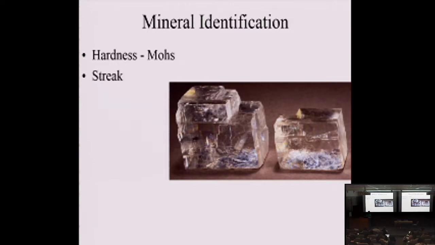And I'll show you a picture of that on the next slide. Streak is defined as the color of the mineral in its powdered form. And we like to see the powdered form because that's the unoxidized, unweathered form of it. The way that you do this is simply to take an unglazed bathroom tile and streak your mineral across it. And oftentimes you get exactly what you'd expect.